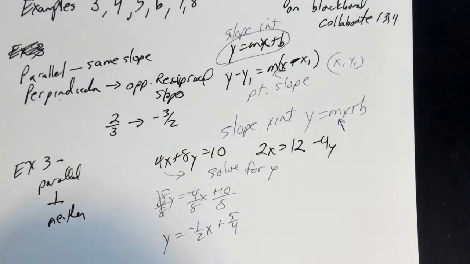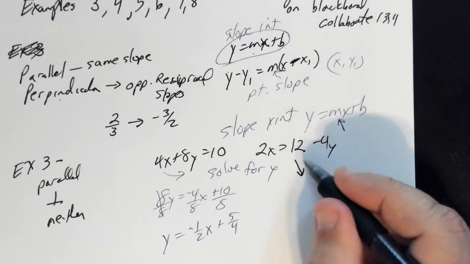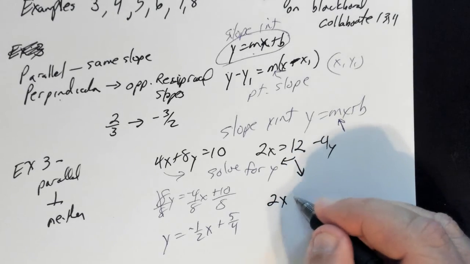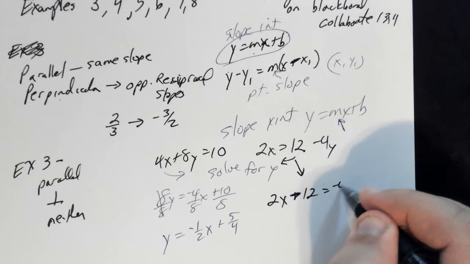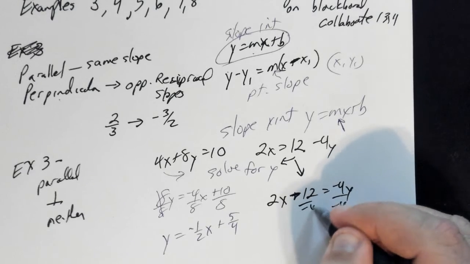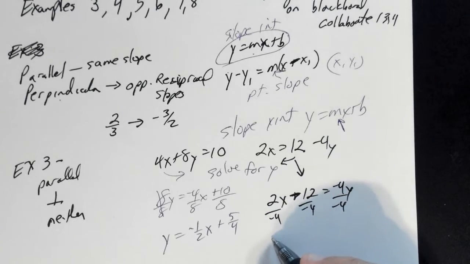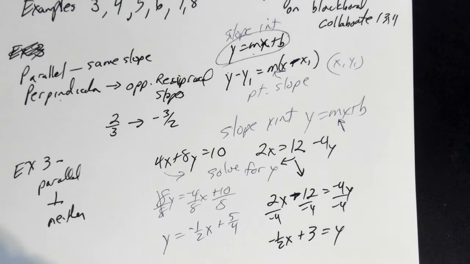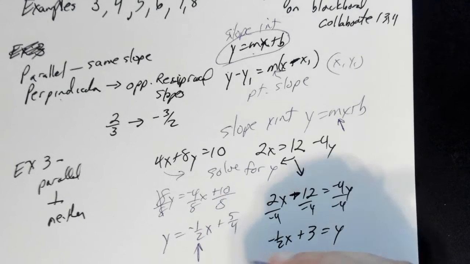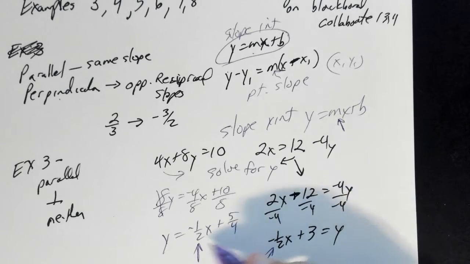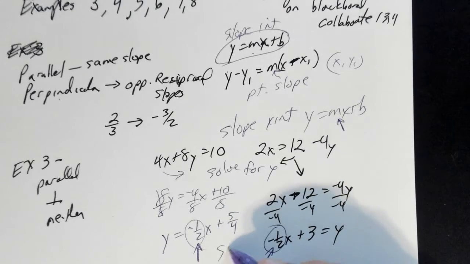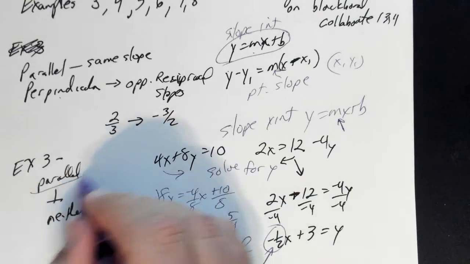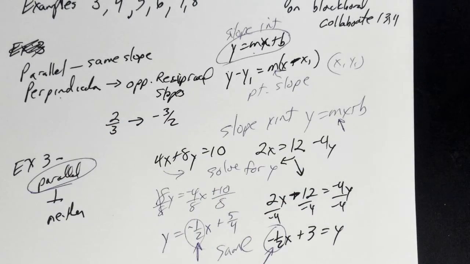Alright, we're going to do the same thing with this one. Get y by itself. So we're going to move the 12 over. 2x minus 12 is equal to -4y. Divide everything by -4. And notice we get -1/2 x plus 3 is equal to y. And remember what we're looking for. We're looking for the m. Here's the m. Here's the m. Are they the same? They are the same. Since they're the same, my answer is that they are parallel. So that's all we have to do.